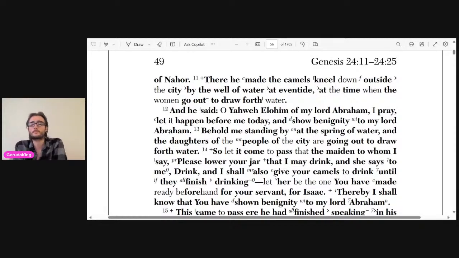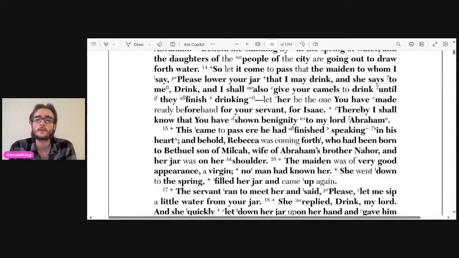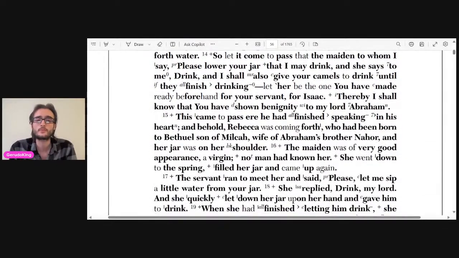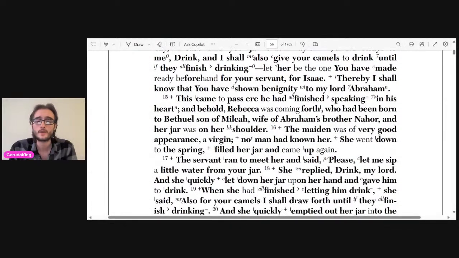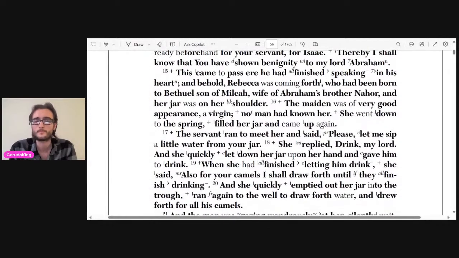Behold me standing by at the spring of water, and the daughters of the people of the city are going out to draw forth water. So let it come to pass that the maiden to whom I say, 'Please lower your jar that I may drink,' and she says to me, 'Drink, and I shall also give your camels to drink until they finish drinking,' let her be the one you have made ready beforehand for your servant, for Isaac. Thereby I shall know that you have shown benignity to my lord Abraham."